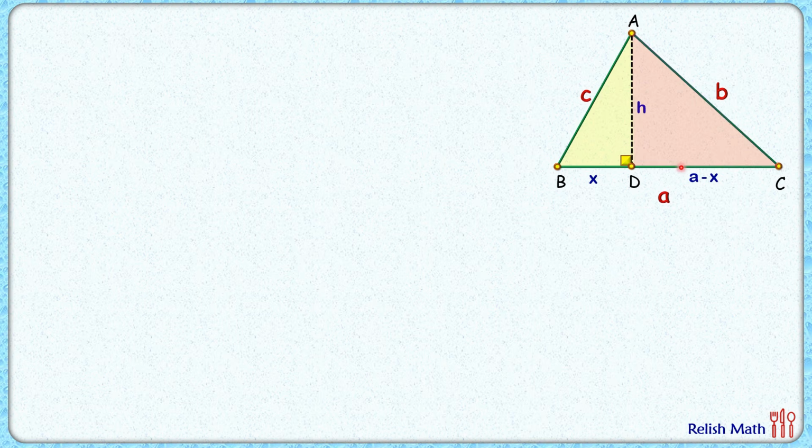So in this pink triangle, applying Pythagoras theorem, we get (a minus x) square plus h square is b square. Same way in the second triangle, applying Pythagoras theorem, we get x square plus h square is c square. That's it. The geometrical part, only this much is what we'll be using. Rest all is algebra, lot of algebra.